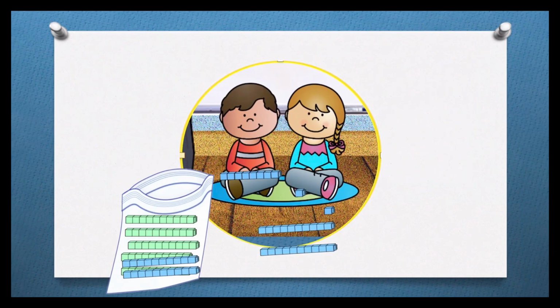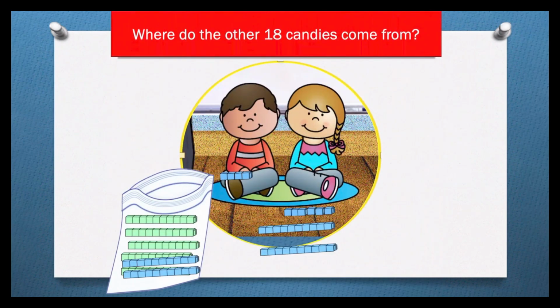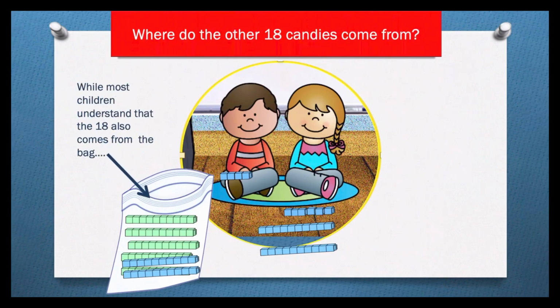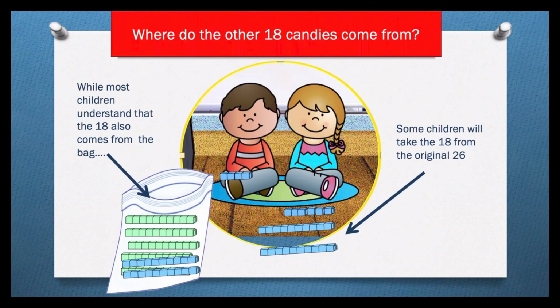These are the 26 candies Mrs. Wright has. Where do the other 18 candies come from? They also come from the child's bag of cubes, from his supply of pretend candies. Now, most children understand this and get out 18 more candies from their bag to act out this story. But interestingly, there are always some children in the class that do not understand from where they should take the 18 candies. Some take them from the 26 they got out initially. In other words, these children need to understand how to use the Unifix cubes to act out the story.